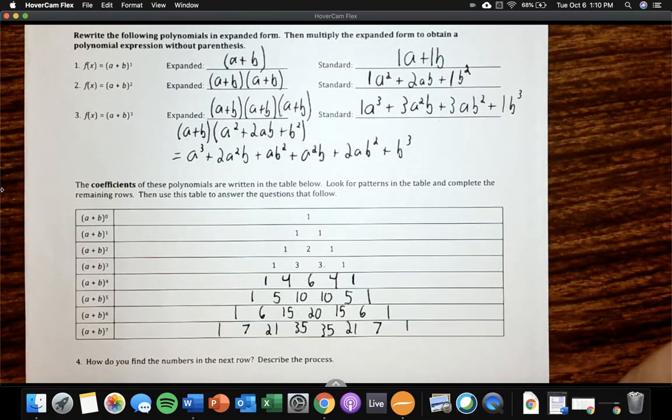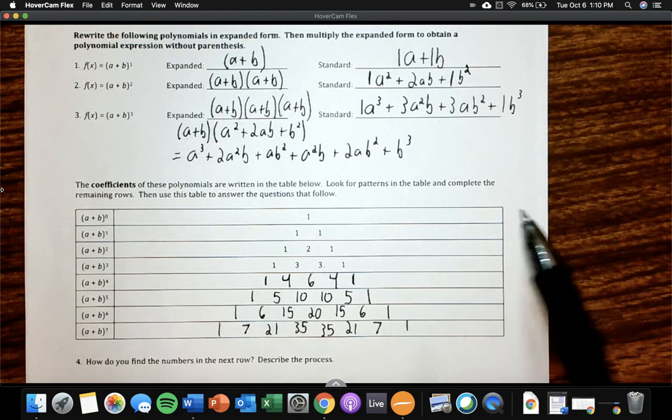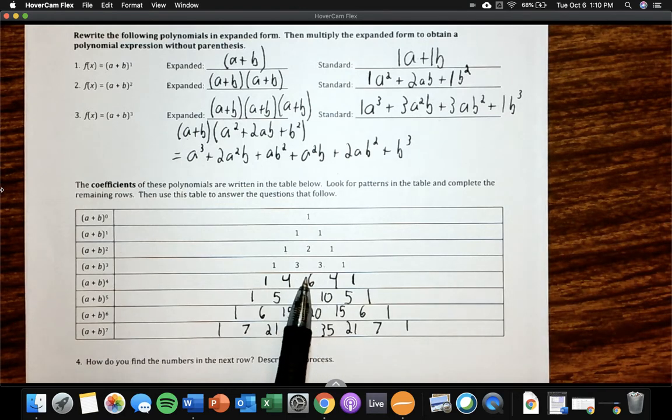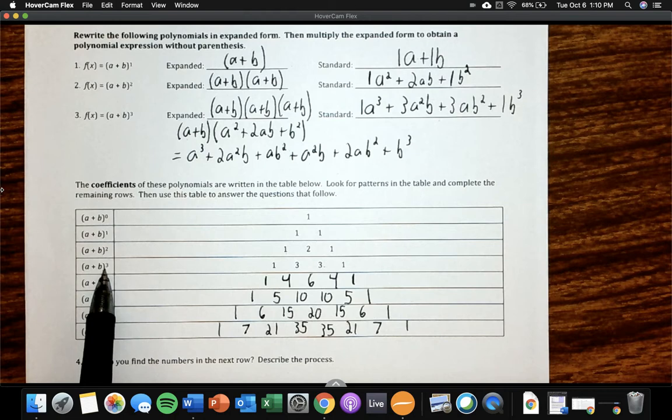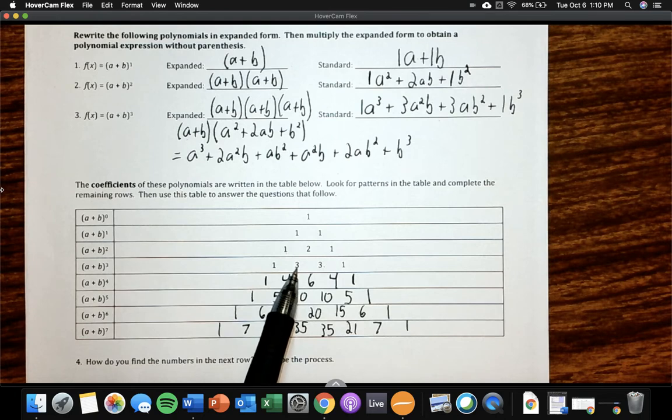Right, and we can kind of see more patterns too. Like, for instance, the coefficient of the second term, and the second to last term, is always going to be the same as the power. So if this is raised to the third power, then the second term, or the second coefficient, I should say, is going to be 3.